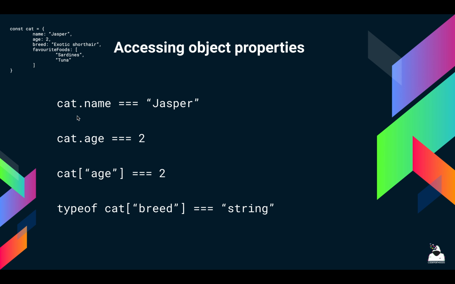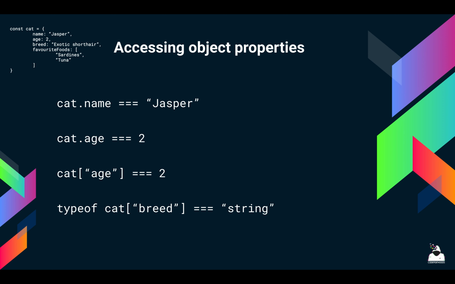Cat dot name, so this is dot notation. We access values on an object using a key, and if JavaScript allows, we can just use dot notation to access the value at that key. So cat.name is equal to Jasper, cat.age is equal to 2. Now here, cat square brackets string age is equal to 2.